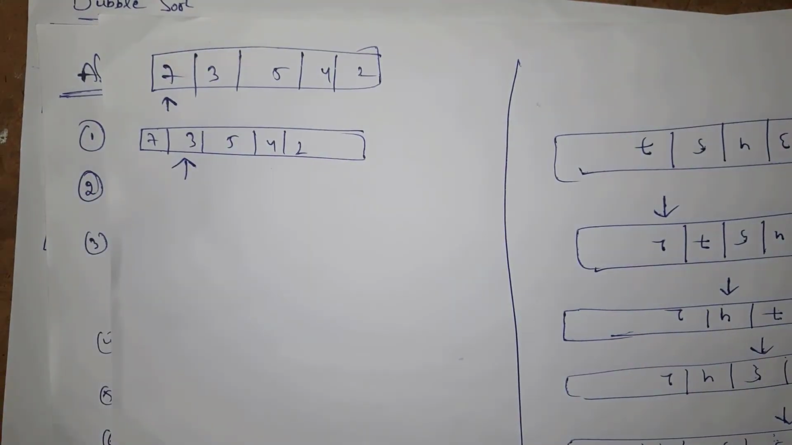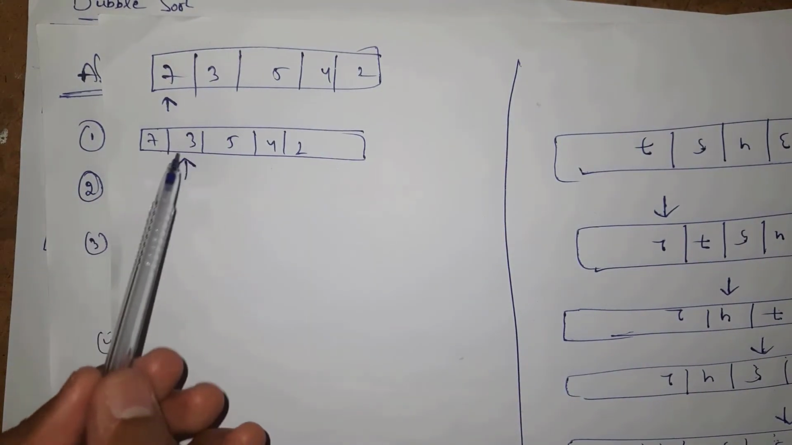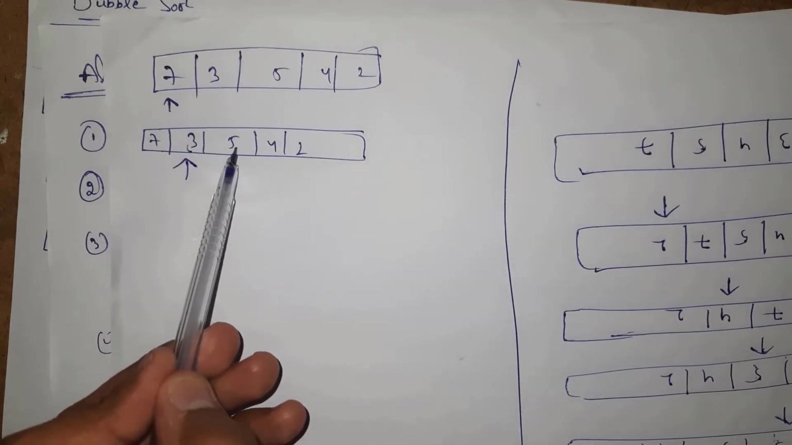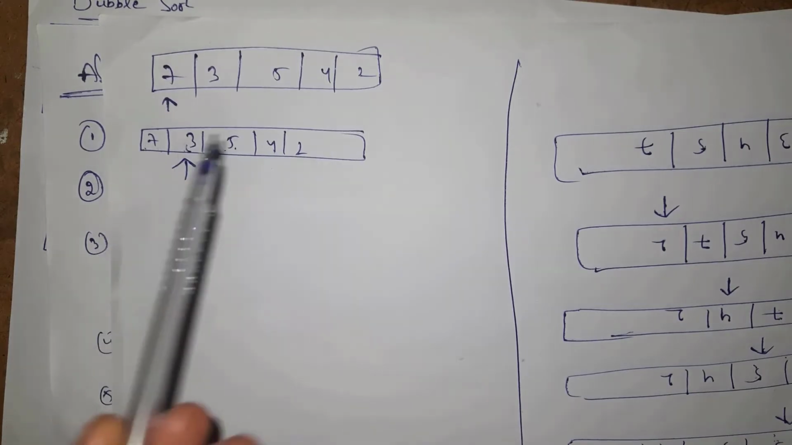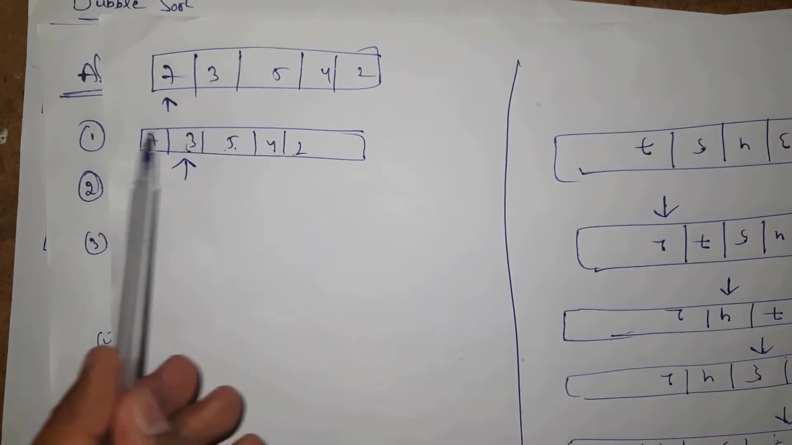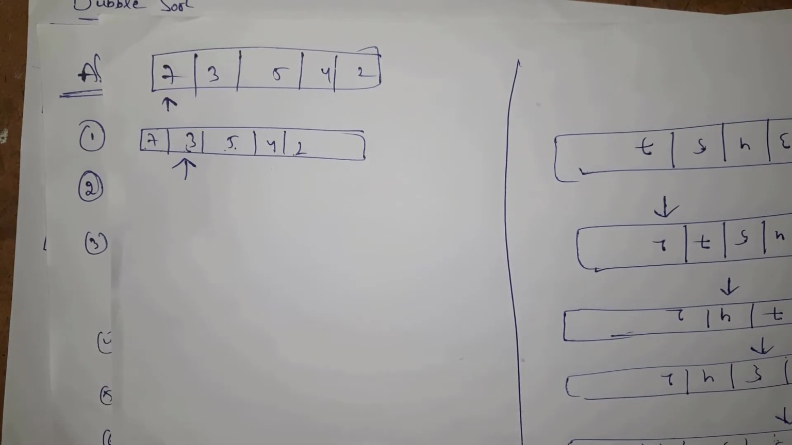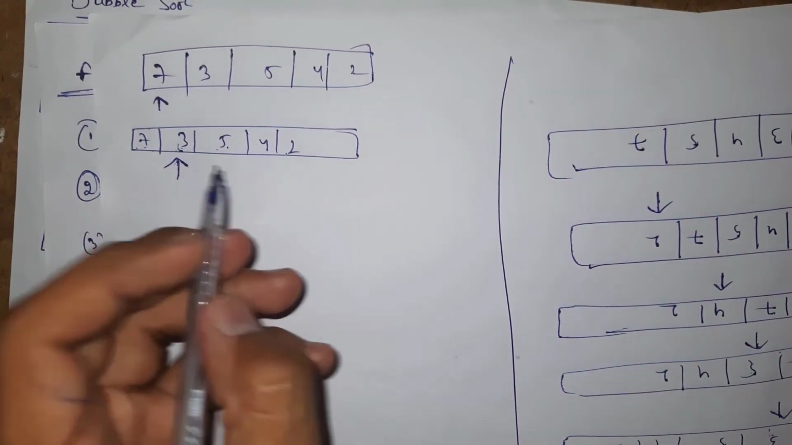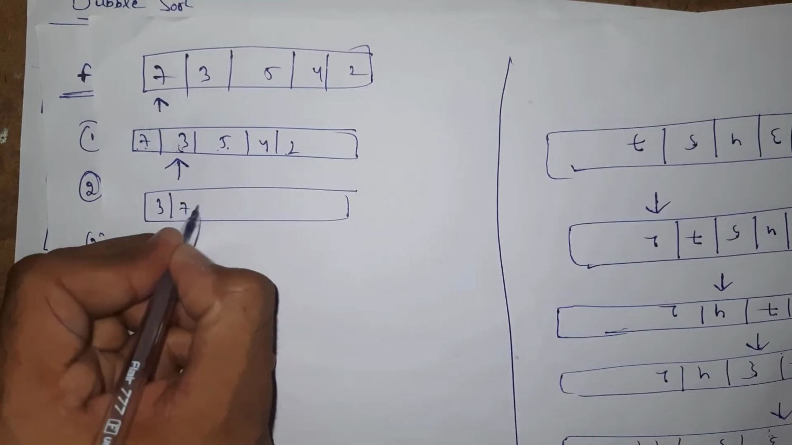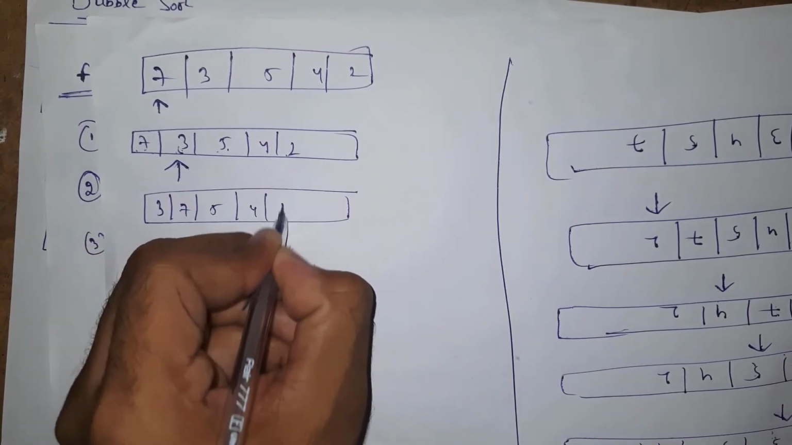This insertion sort works the same as playing cards. That means this 3 is compared with 7, and this 5 is compared with 3 and 7. 4 is compared with 5, 3, 7, and at last 2 is compared with all the remaining elements. Based on this you need to perform sorting. So whenever you move the cursor to element 3, 3 must be here and 7 must be here. So you need to write 3, 7, 5, 4, 2.